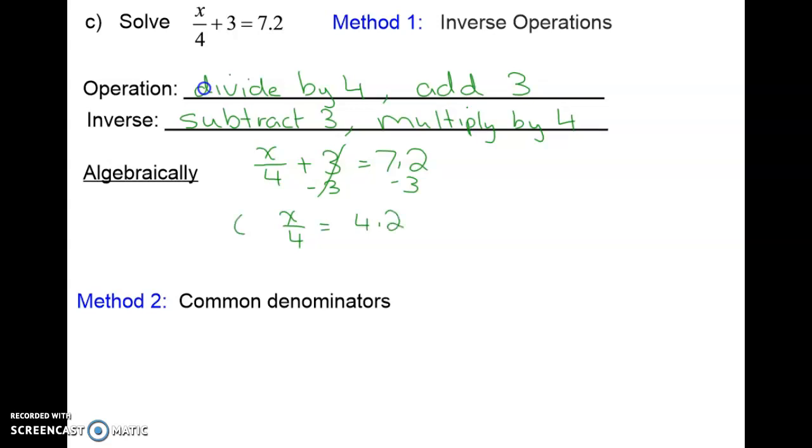Now we're going to multiply both sides by 4. That's going to cancel, and x is going to be equal to 16.8.